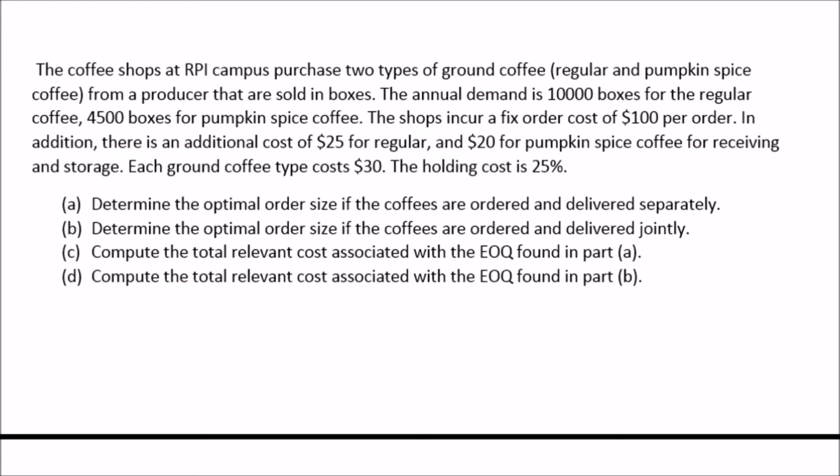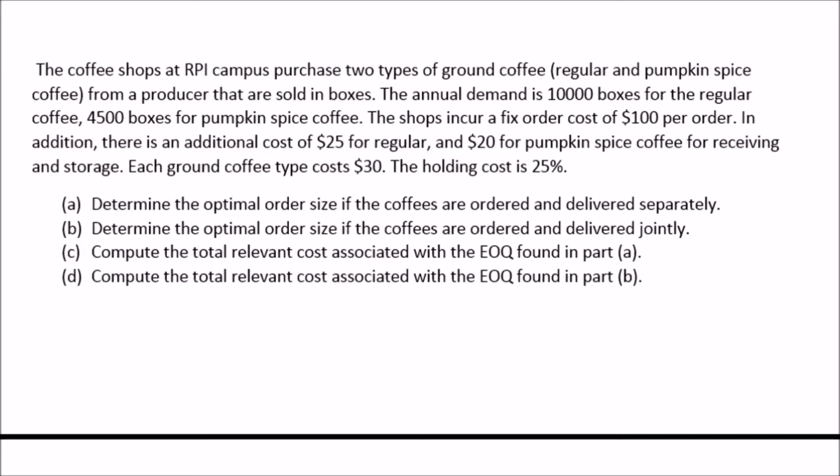In our example, assume that we are operating coffee shops at our PI campus, and we purchase two types of ground coffee from a local producer. One, regular ground coffee, and two, pumpkin spice coffee. These coffee types are sold in boxes. Therefore, we pay for a box of ground coffee. In a box, we have multiple packages, but we pay for a box of these packages.